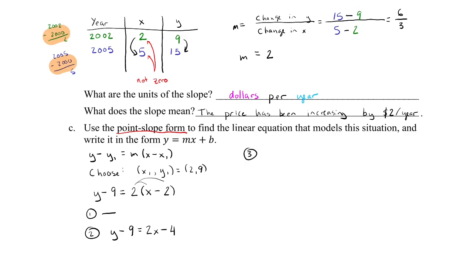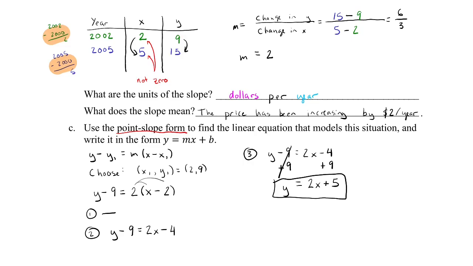Our third step is to take that equation, y minus 9 is 2x minus 4, and add or subtract to get y by itself. We have a 9 subtracted from y. We want to get rid of that, so we're going to add 9 on both sides. On the left, minus 9 and plus 9 cancel out, and we just have y. On the right, we have 2x plus negative 4 plus positive 9 is positive 5.